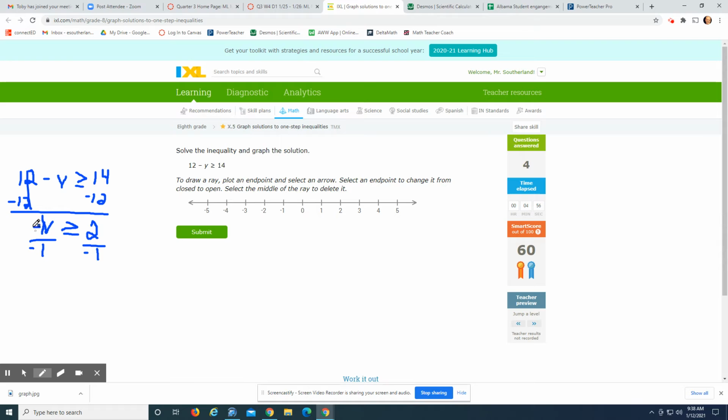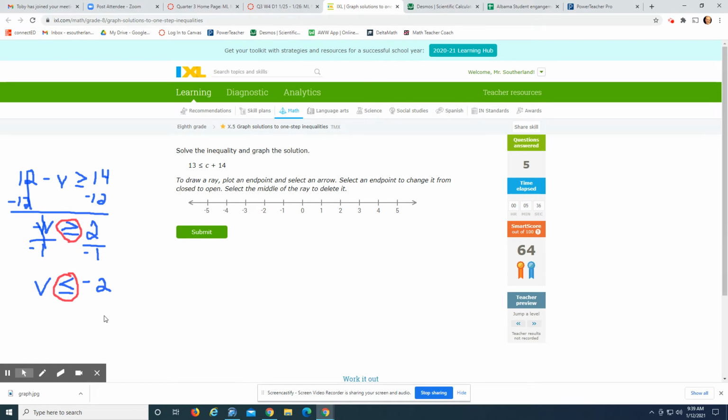Now, this is the weird part that most people get confused on, so be careful here. V drops down because those cancel each other out. The sign flips the opposite direction. Negative 2 divided by negative 1 is negative 2. Now, what you need to notice is that I divided by a negative, so this sign flips over. And so when I graph it, I got negative 2, v is less than or equal to. And that would be the answer.